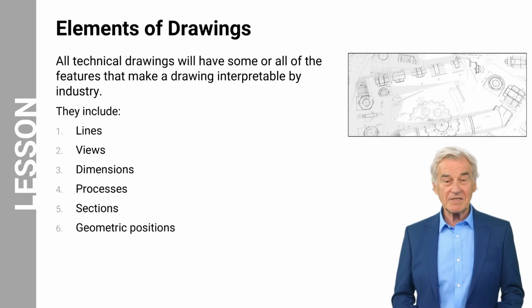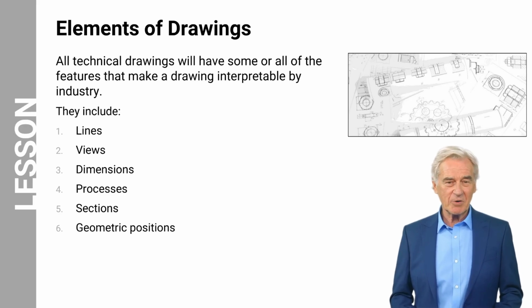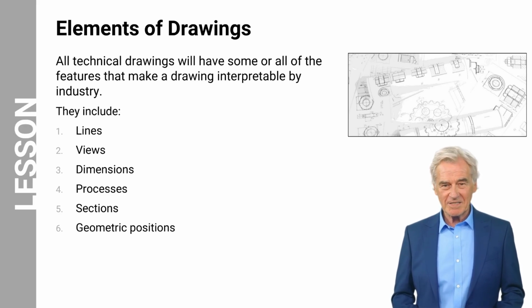Now let us take a look at the various elements of drawings. All technical drawings will have some or all of the features that make a drawing interpretable by industry. These elements are lines, views, dimensions, processes, sections, and geometric positions. We will discuss these elements in detail in the upcoming slides.